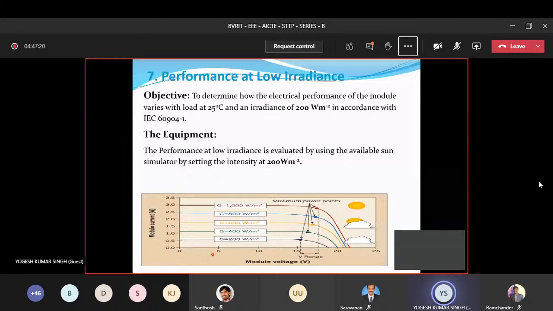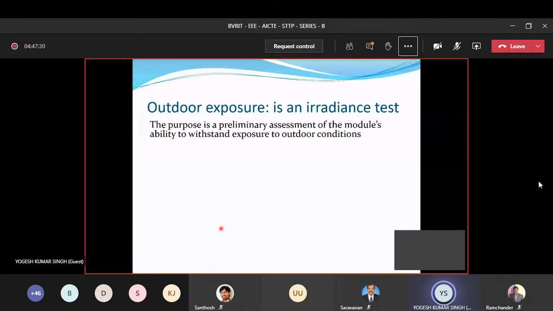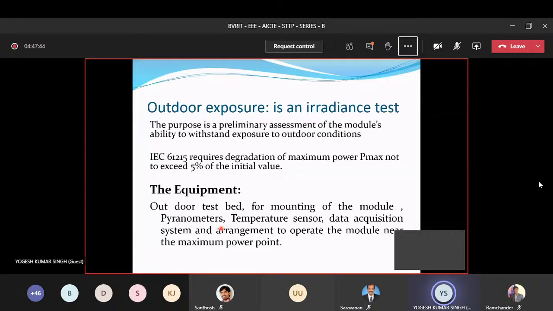Now the outdoor exposure test. The purpose is the module's ability to withstand outdoor conditions, so that's why we require the outdoor exposure test. IEC 61215 requires the degradation at maximum power Pmax not to exceed 5% of the initial value. This is the first point. The equipment required is an outdoor test bed for mounting the module, the pyranometer, the temperature sensor, the data acquisition system, and the arrangement of the module on that particular setup.